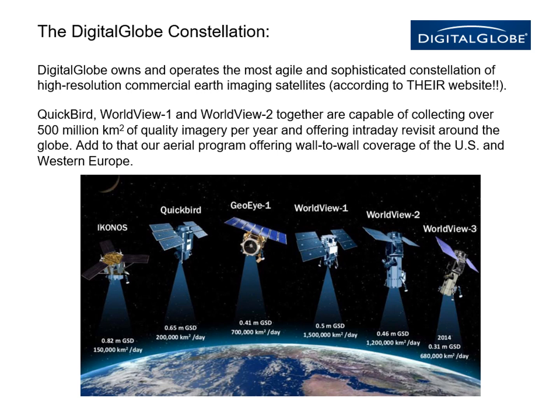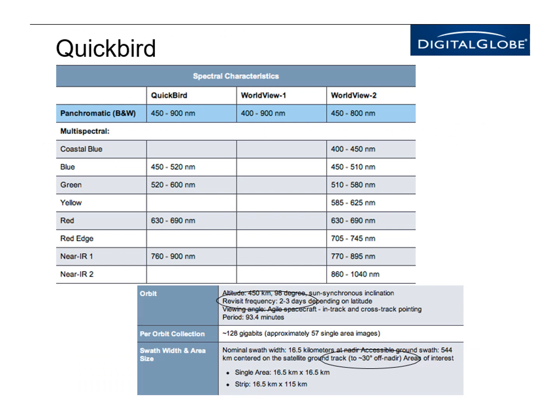DigitalGlobe has the most of these satellites. So their satellites come under the names QuickBird, WorldView 1, WorldView 2, and they also do aerial data collection. And DigitalGlobe is actually right down in Longmont. So they actually hire a great number of remote sensing scientists. WorldView 2 is an exception to the rule here. And this is a DigitalGlobe product.